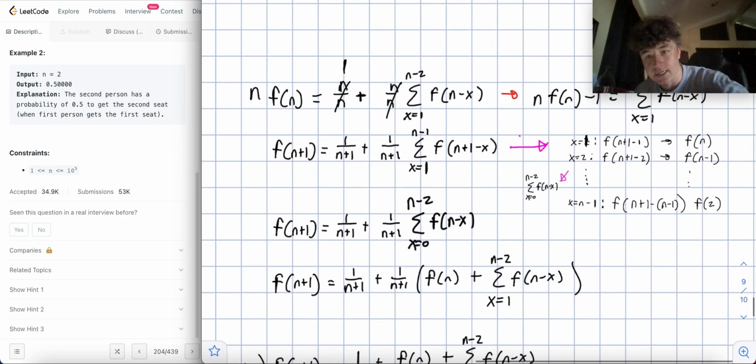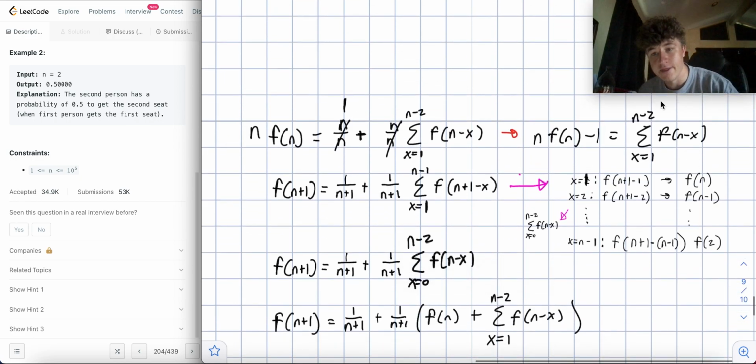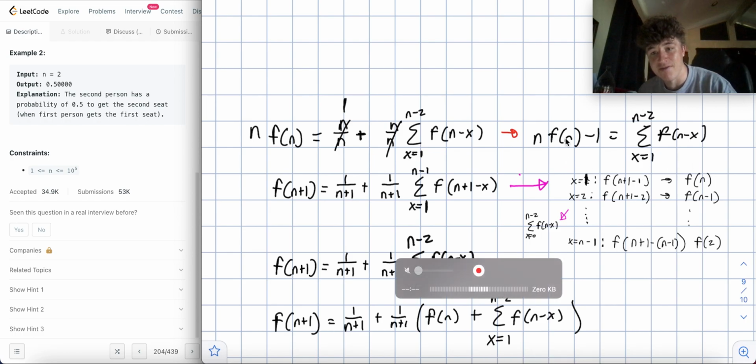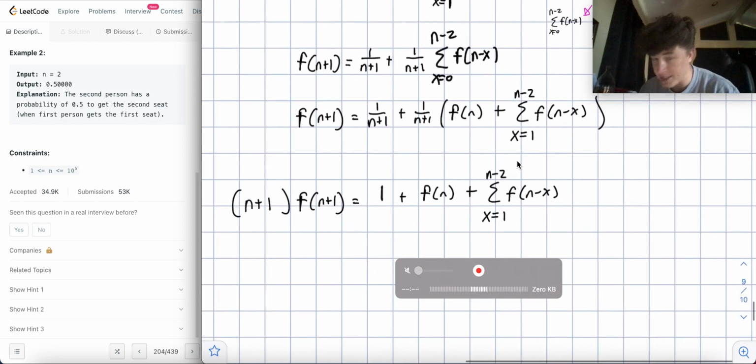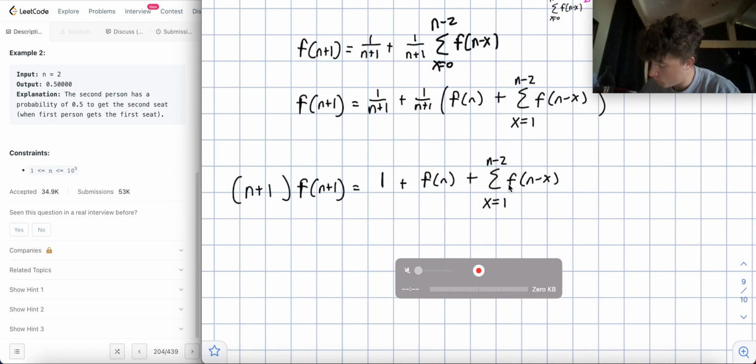Right? So what I'm saying is you can replace this whole summation with n times f of n minus 1, apparently. Okay? So that means over here, since these are the same summations, I can replace this term with the same thing.